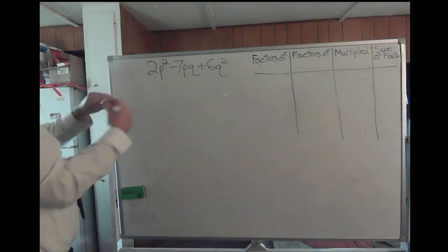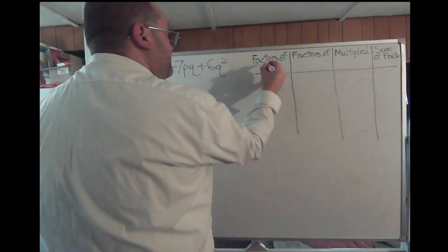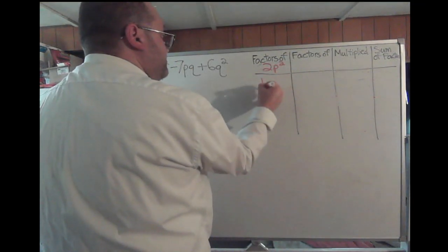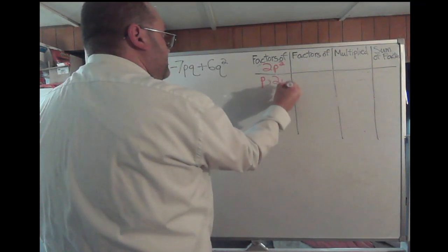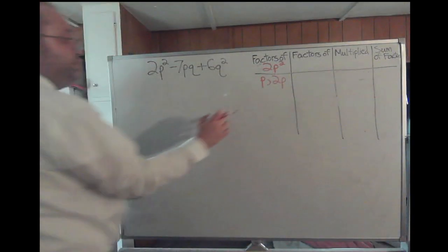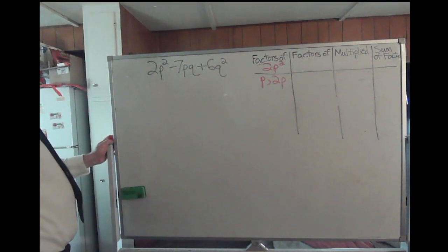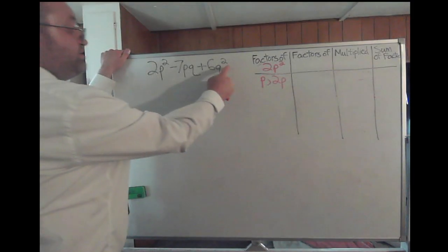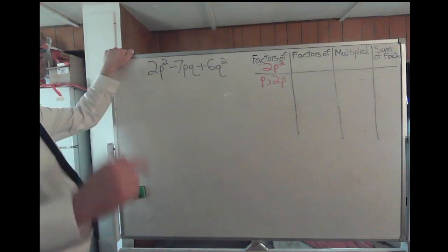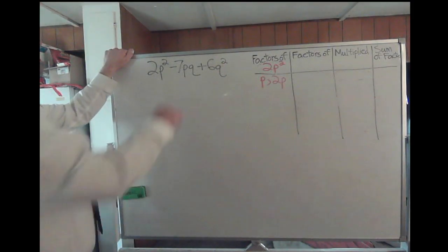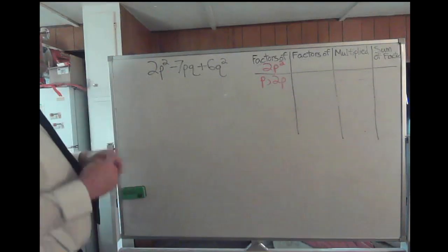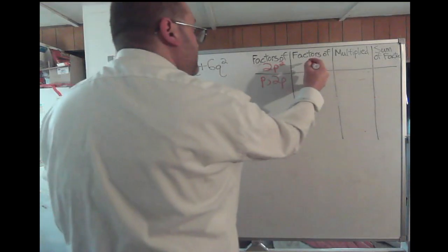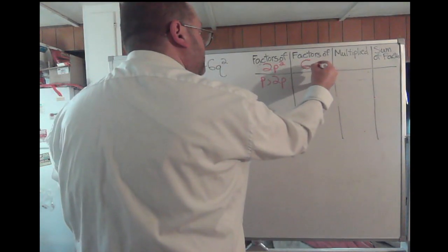First, let's start out finding factors of 2p squared. Factors of 2p squared, well, that'd be p and 2p. And then if you take p times 2p, you get 2p squared. So those factors check out. Now, I need to find factors of 6q squared. However, the middle term is negative, so what I actually need are 2 factors that are negative of 6q squared, since the middle term is negative.